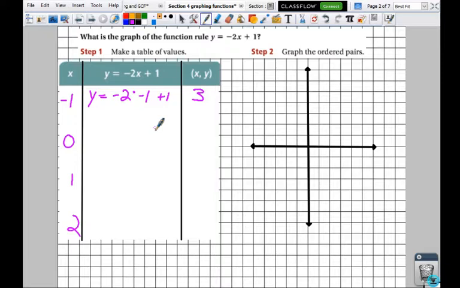Alright, so we're plugging in negative 1 for x. We plugged it in, we got 3.